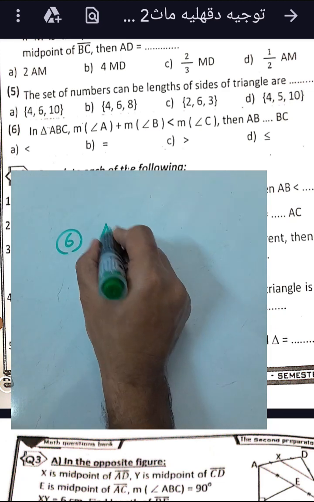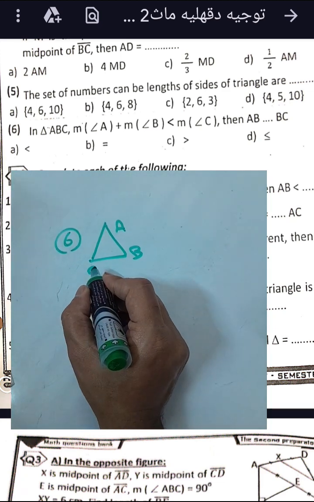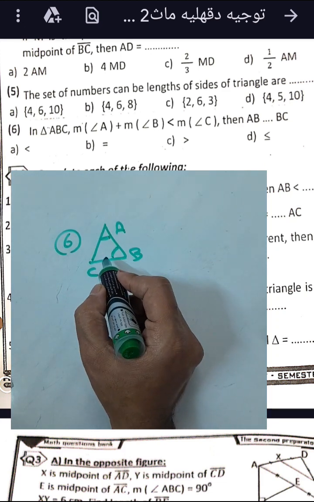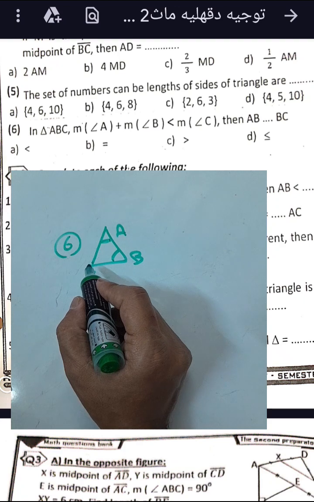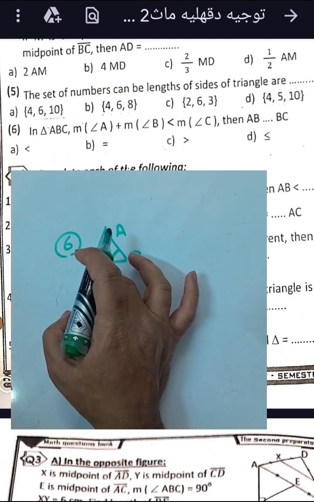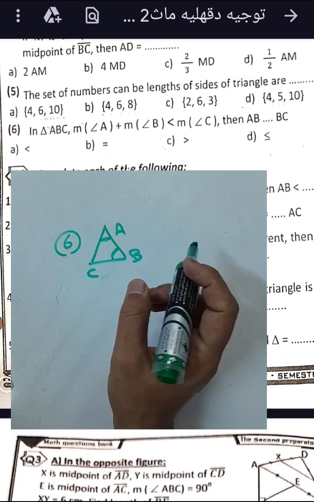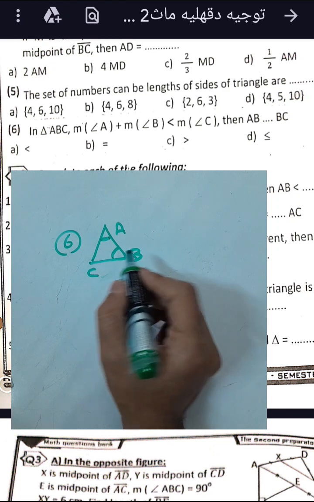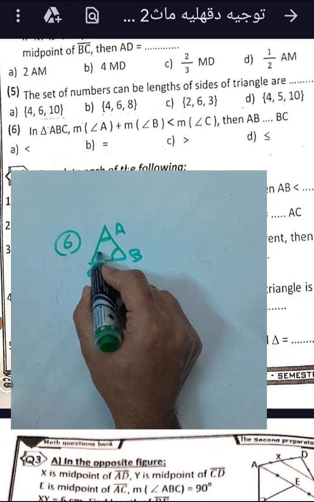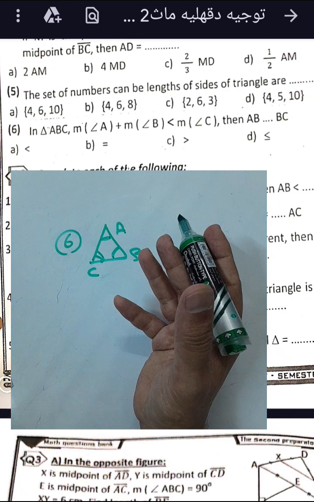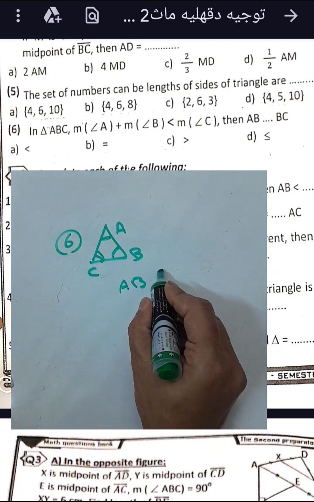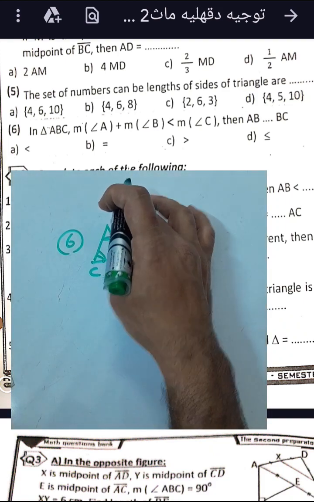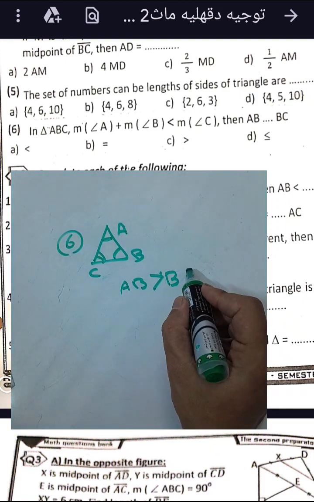In triangle ABC, the measure of angle A plus the measure of angle B is less than the measure of angle C. Then what's the relation between AB and BC? AB is opposite C. C is the greater angle, so AB will be greater than BC.